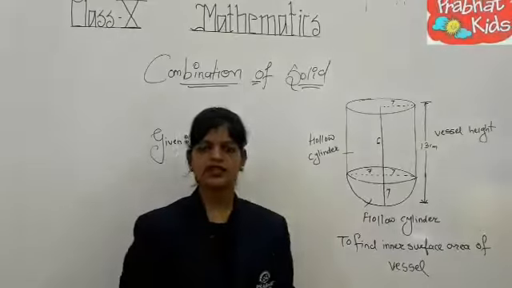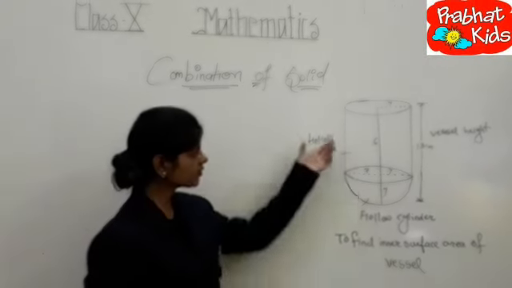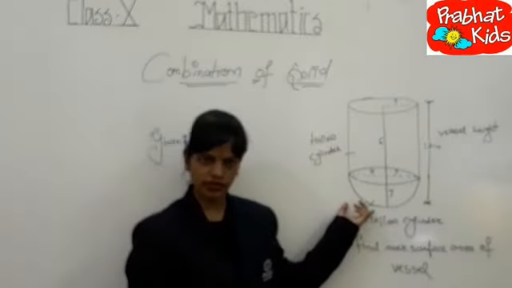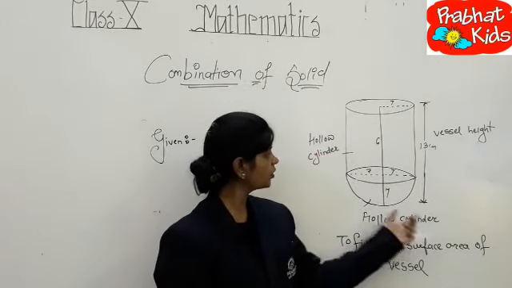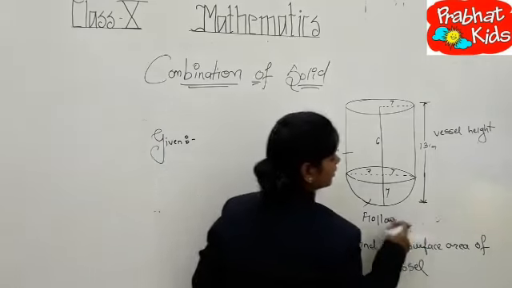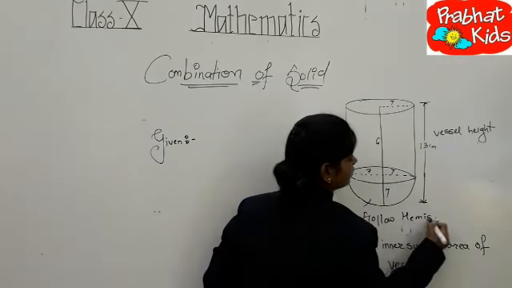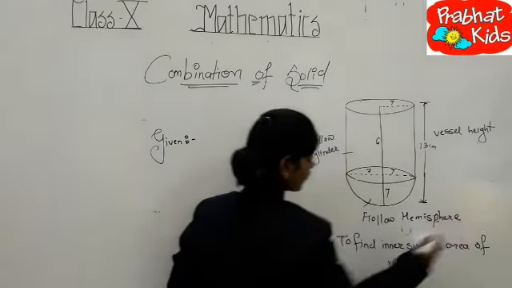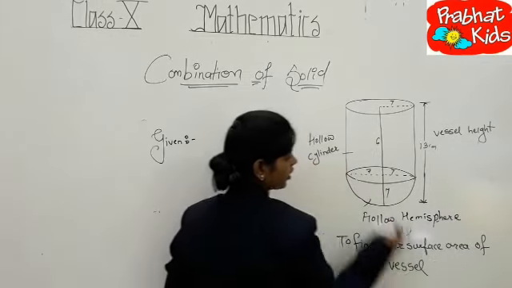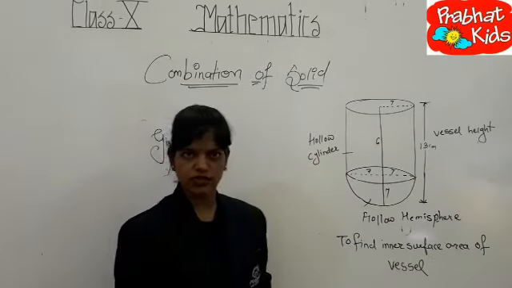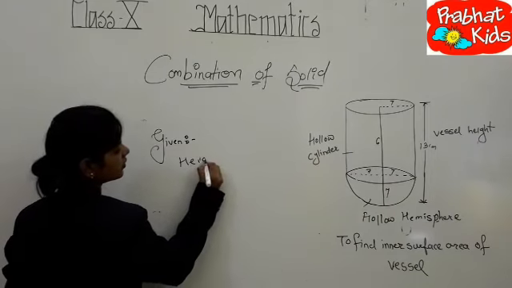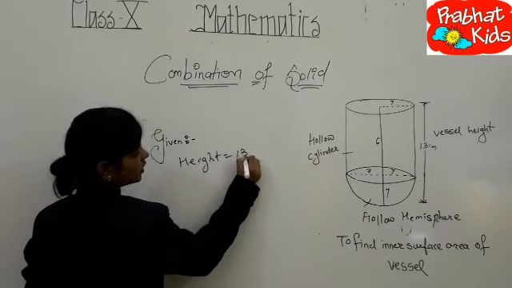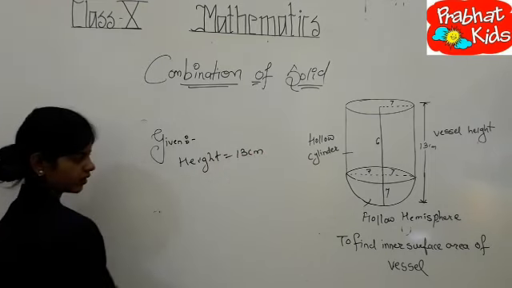And this is your resulting calculation. Our new example. This is a vessel which is a combination of two solids, a hollow cylinder and a hollow hemisphere. We have to find the inner surface area of the complete vessel. The height of the complete vessel is 13 centimeter.